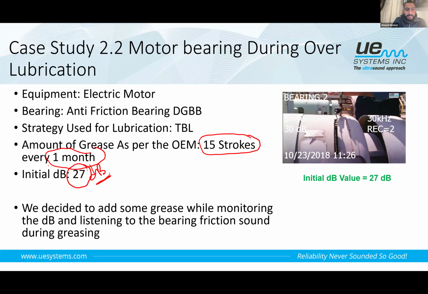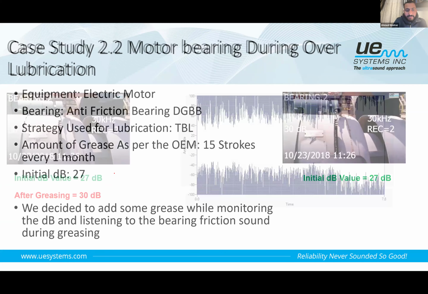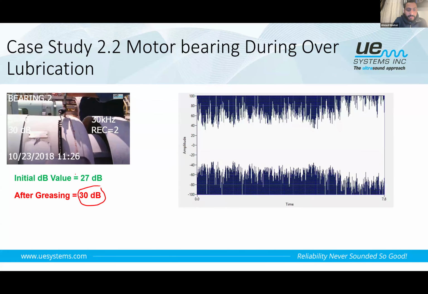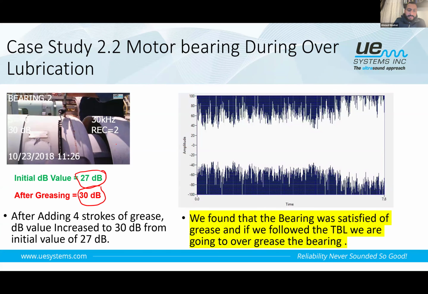We went 1 month after the last time they greased the bearing, and we put the sensor on and started greasing the bearing, and the decibel value should have decreased. No, the decibel value increased. So after adding only 4 strokes, we found that the decibel value increased from 27 to 30, which means that we are over greasing or over lubricating our bearings.